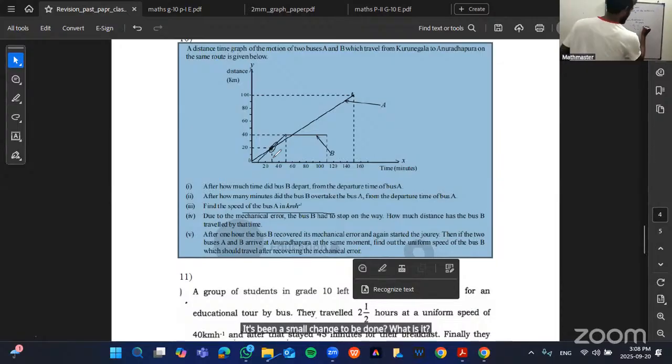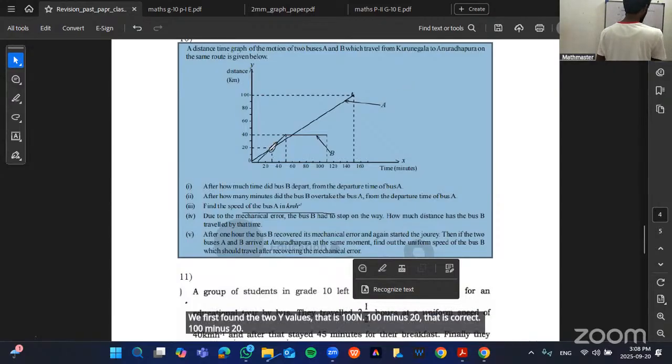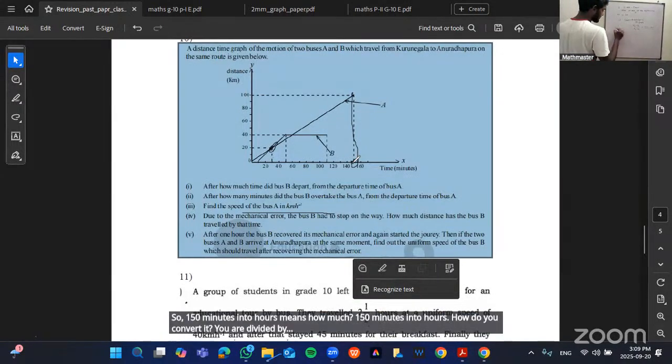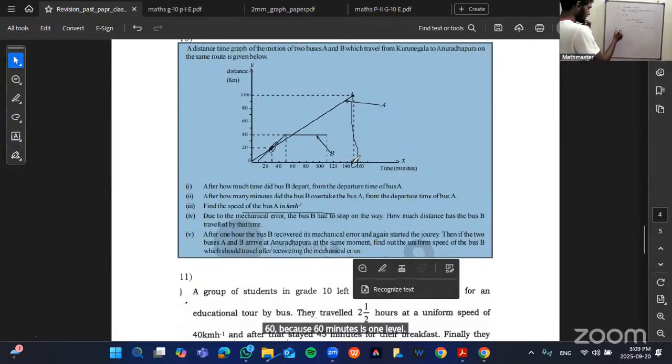What is it? We first found the two y values, that is 100 minus 20. That is correct. 100 minus 20. That is in kilometers. But the time they have given us is in minutes. So first of all we have to convert this 150 minutes into what? Hours. 150 minutes into hours, how do you convert it? You divide by 60, because 60 minutes is 1 hour. So when you divide 150 by 60, you get 5 over 2, which is 2.5 hours.